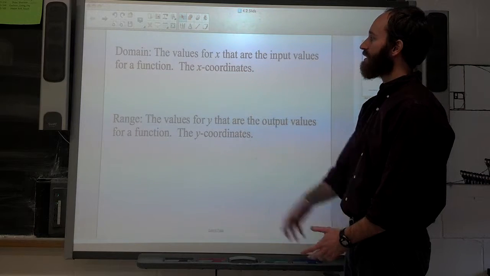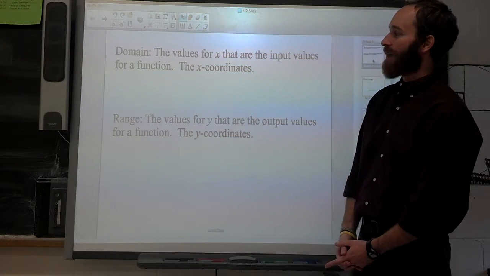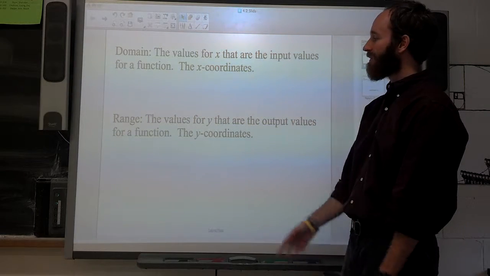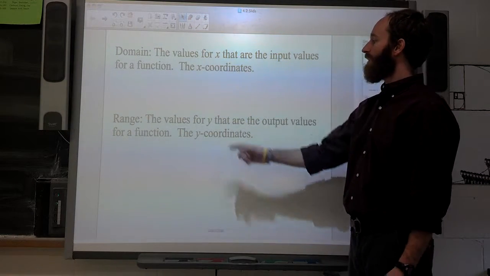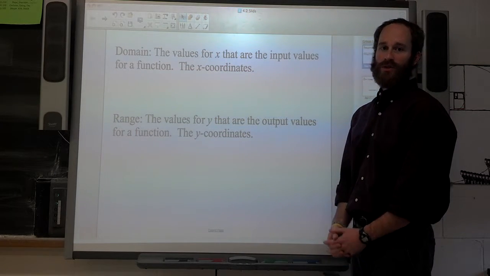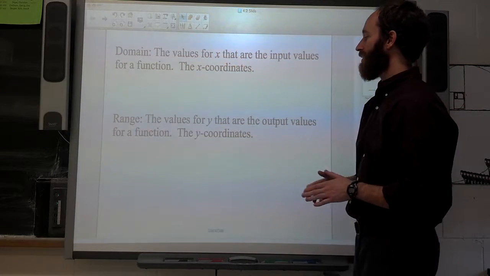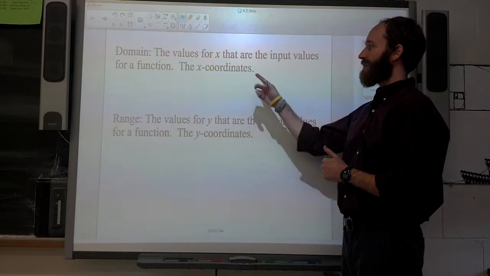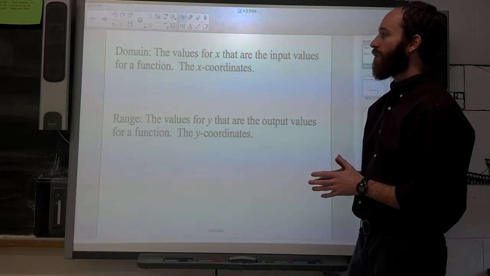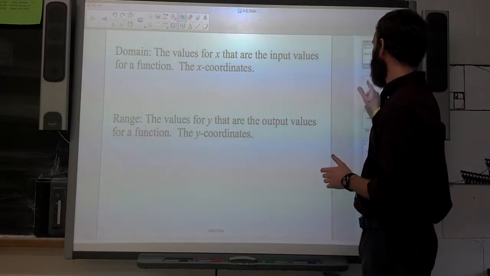The domain definition: the values for x that are the input values for a function. They're the x values from a coordinate pair that you would have. The range will be the values for y that are the output values for a function. They're the y coordinates. So x is going to be the inputs and y is going to be the output. The x relates to the domain and the y relates to the range. We'll be seeing a couple examples on the next slide.